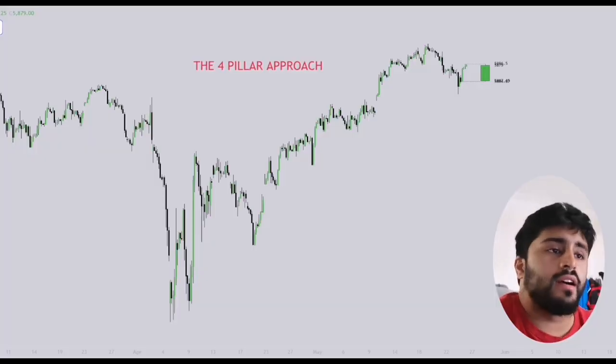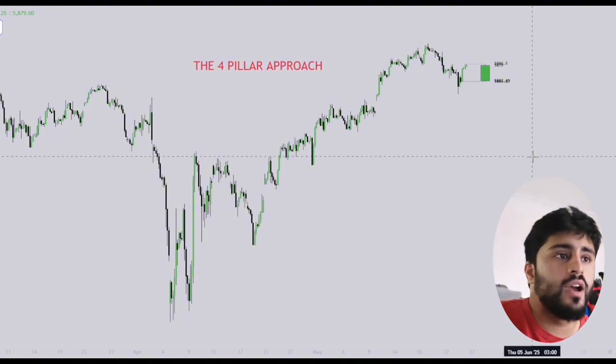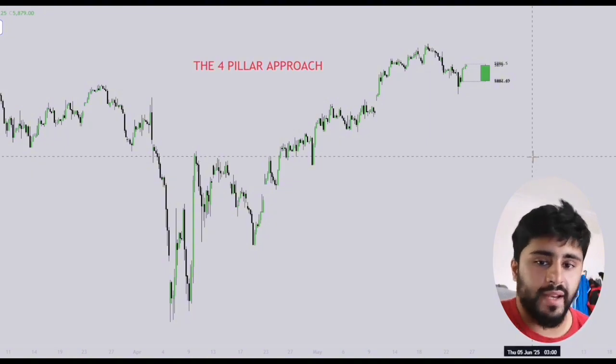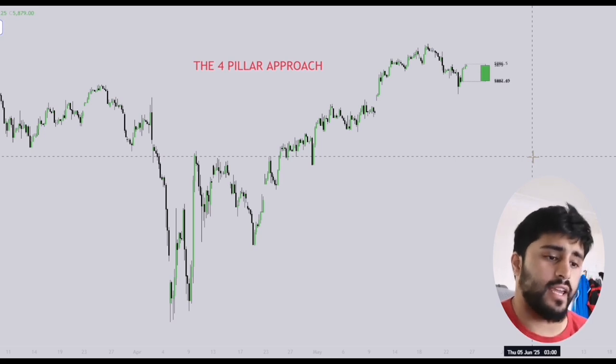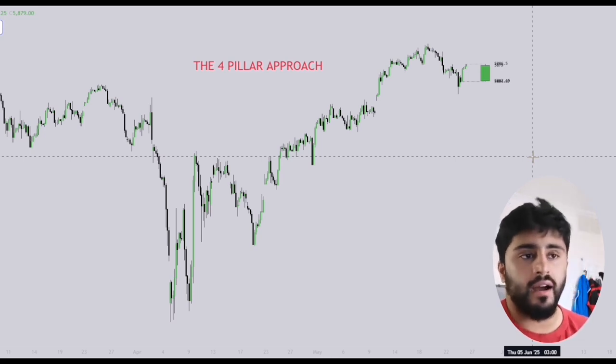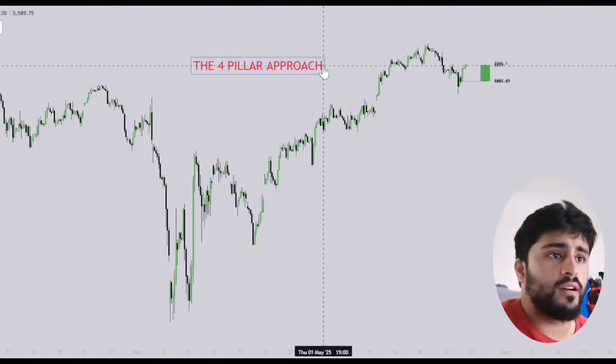When we trade on the higher time frame, this is the S&P 500 on the 4-hour chart. I always use the 4-hour chart when I start my analysis, and the reason for that is because the 4-hour chart gives you the cleanest indication of higher time frame structure, higher time frame key levels, and higher time frame fair value gaps. And so the 4-pillar approach.